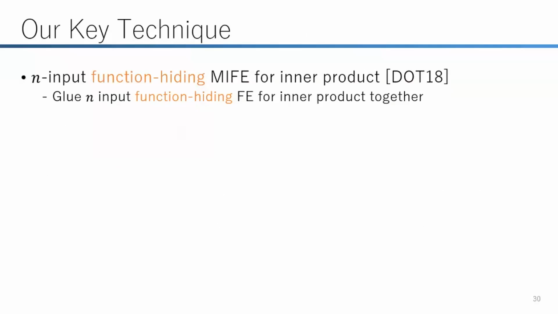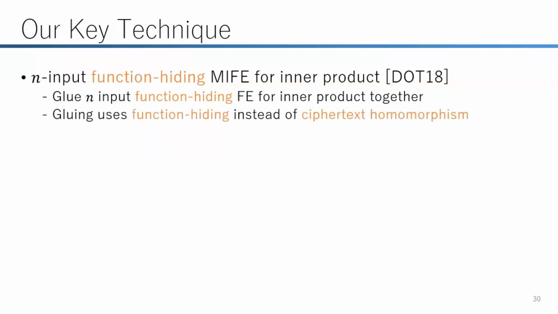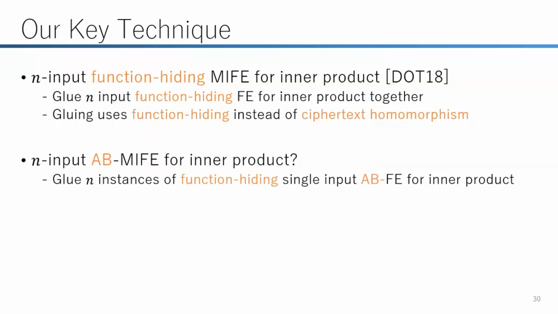So our strategy is to use a function hiding property instead of homomorphism. Actually, previous work for function hiding MIFE is constructed from function hiding single input FE by gluing instances. In the case of function hiding schemes, gluing uses the function hiding feature instead of the ciphertext. And our main observation is that this function hiding feature can be adapted to the attribute-based setting because this does not use ciphertext. This is the main idea of our work.